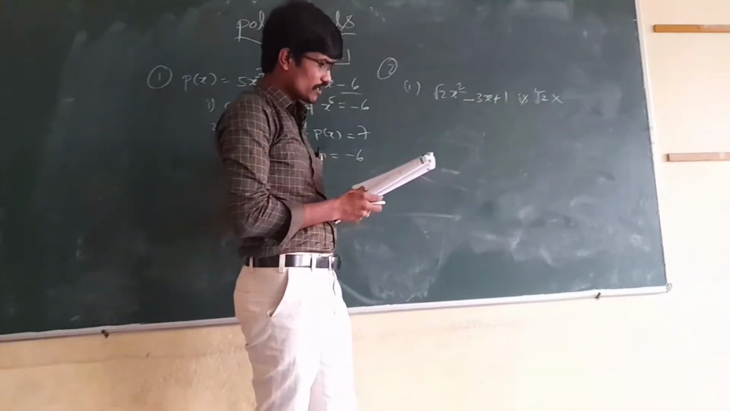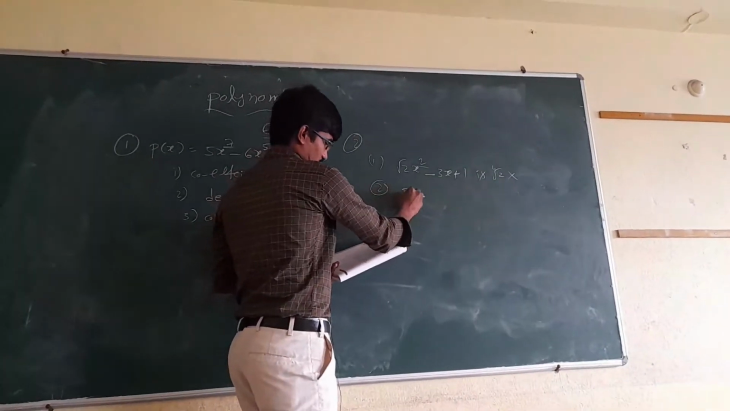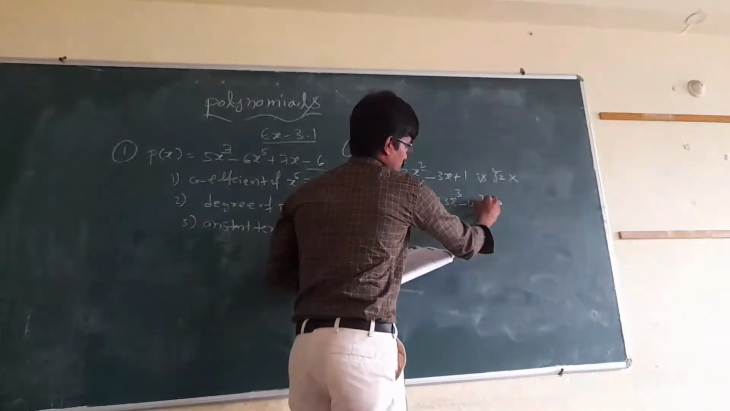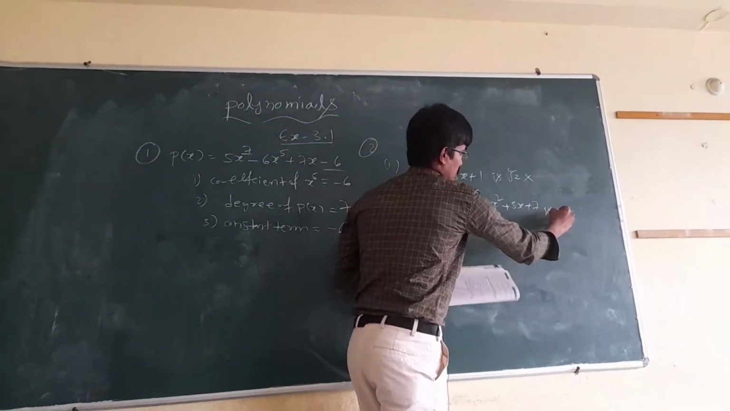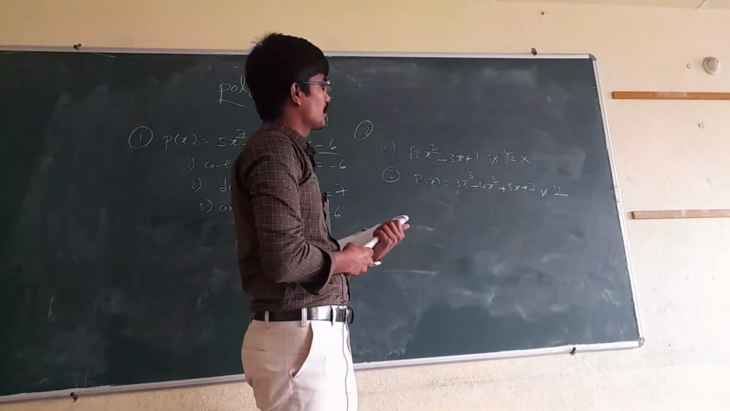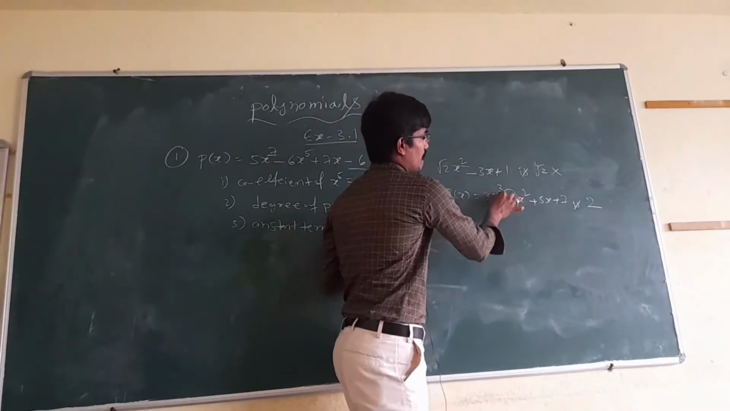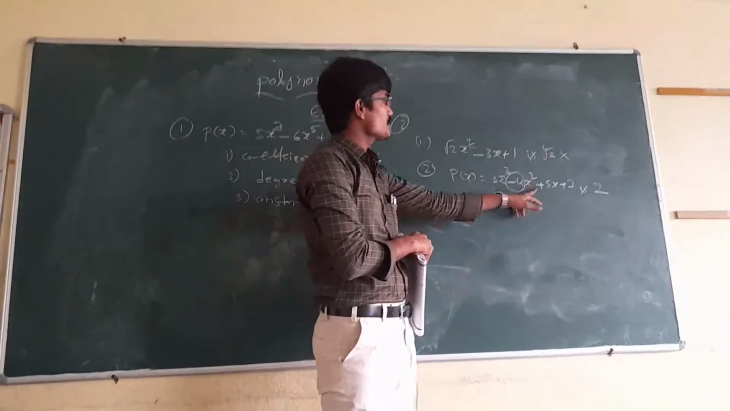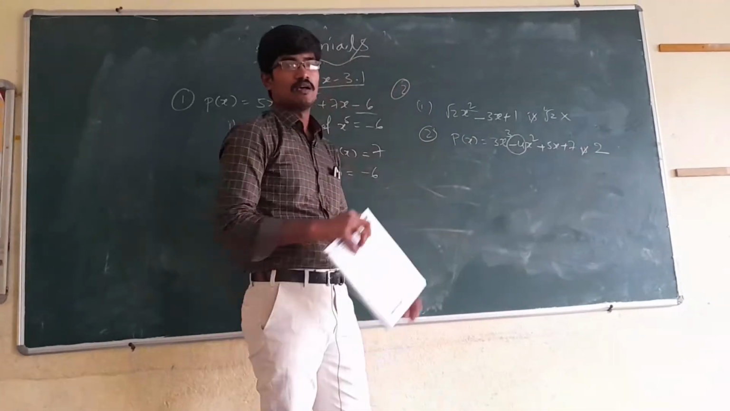the degree is 2. Second question: the coefficient of x square in the polynomial p of x is equal to 3x cube minus 4x square plus 5x plus 7 is 2. They are asking for the coefficient of x square. What is the coefficient of x square here? X square is multiplied with minus 4. So the x square coefficient is minus 4. But they have given 2 here. So it is also false.